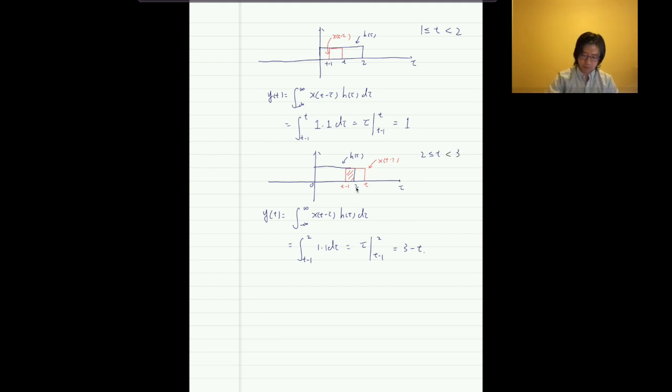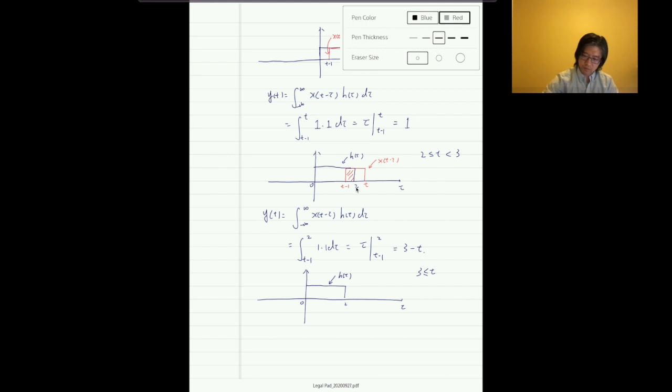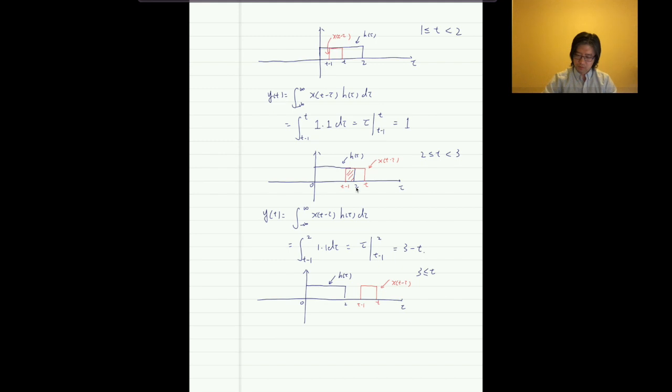Okay, after that, which is the last case, when t is bigger than or equal to 3, what we're going to get is something like this. Here t minus 1, this is our x(t minus tau). In this case, clearly, these two functions have no overlap, and our output will be basically 0.